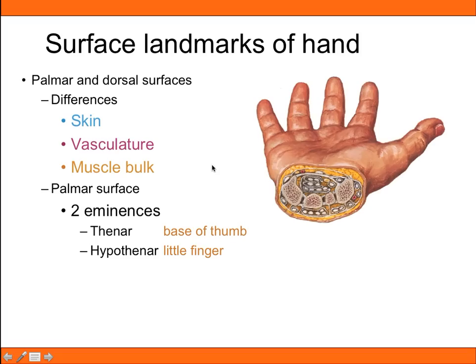Now, on the dorsal side of the hand, there are very few muscles, whereas on the palmar side of the hand, there are significantly more, and this is represented by two eminences. We have the thenar eminence, which is at the base of the thumb, and that's going to be all the thumb muscles. And we have the hypothenar eminence, which is the bulk of muscles that are going to go onto our little finger. So here's the hypothenar eminence, and here's the thenar eminence.